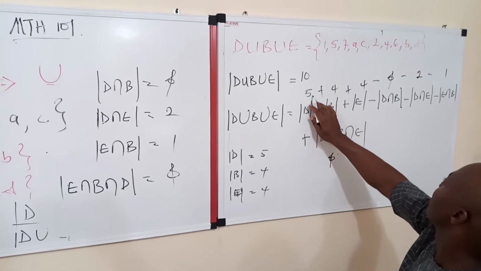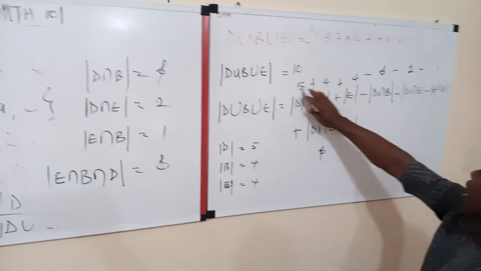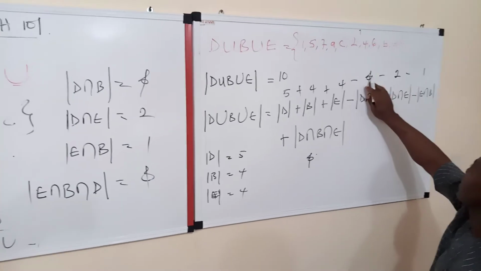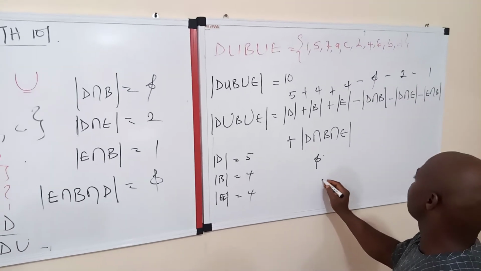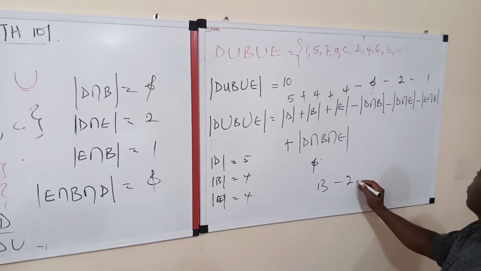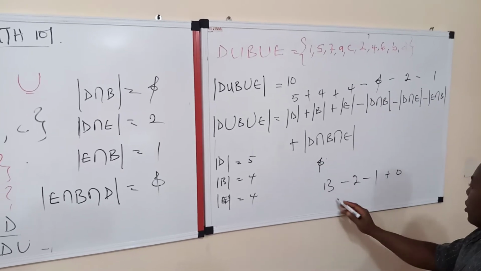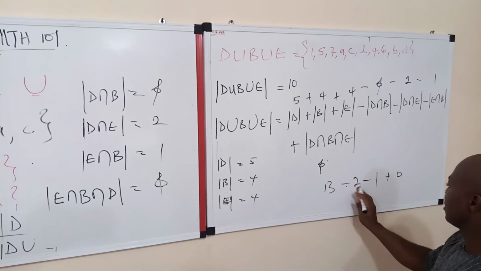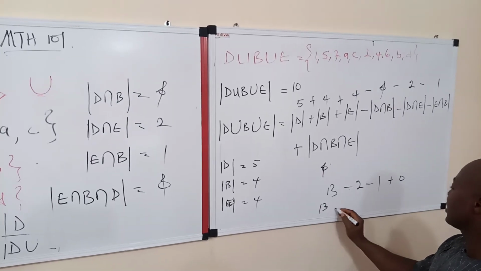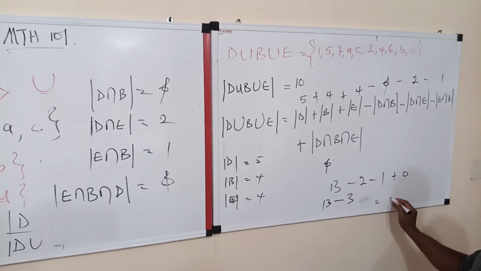So bringing them together, 5 plus 4 will give you 9. 9 plus 4 will give you 13. This one is 0, so we have 13 already. Minus 0. This one is 2, minus 2. Minus 1 is also here. And plus this one is 0. So if you bring this together, negative 2, negative 1 will give you 13 minus 3 plus 0. That one goes off. So we have equal to 10.